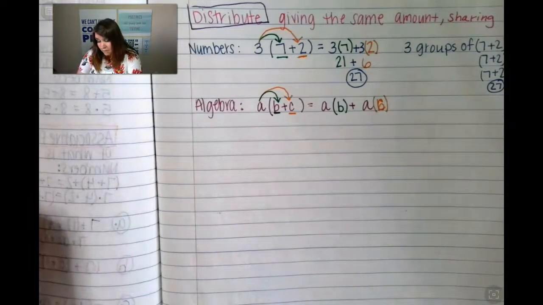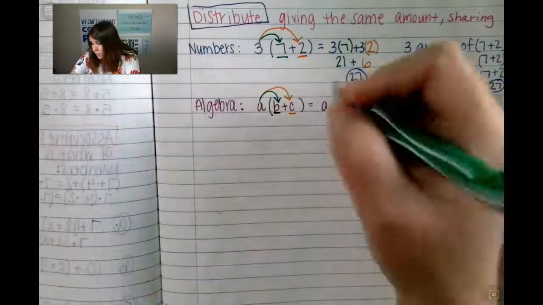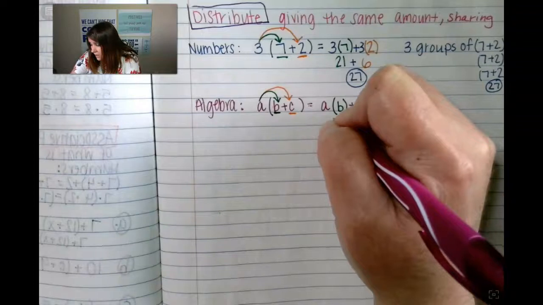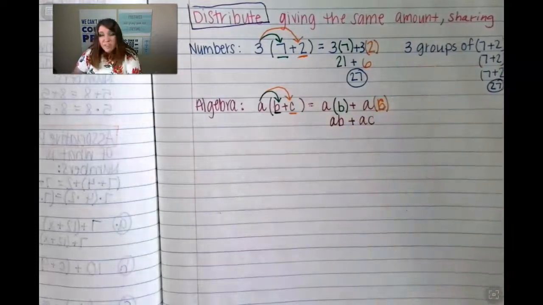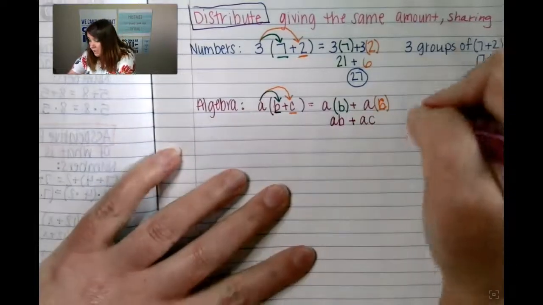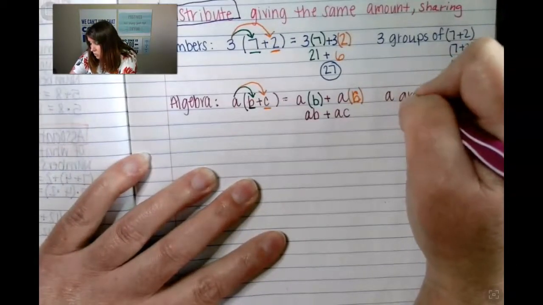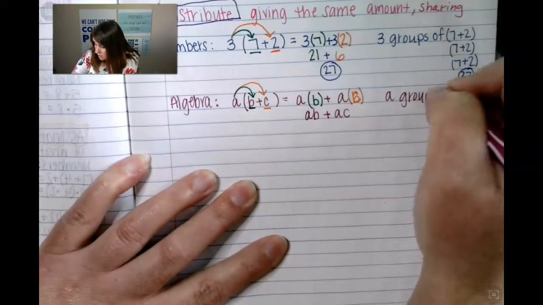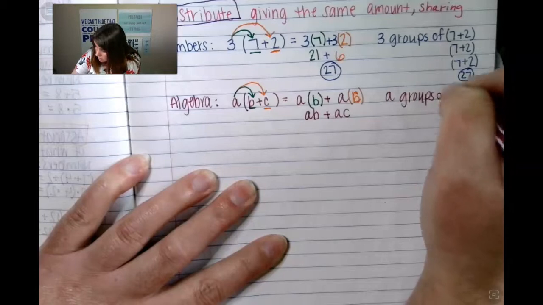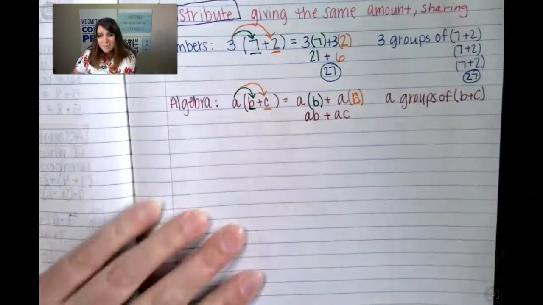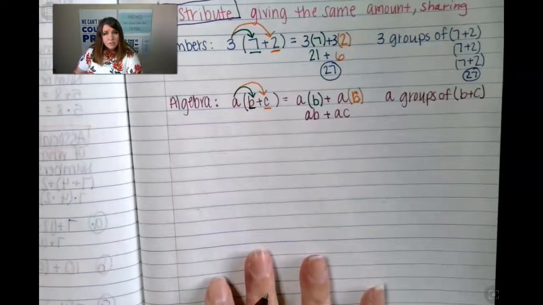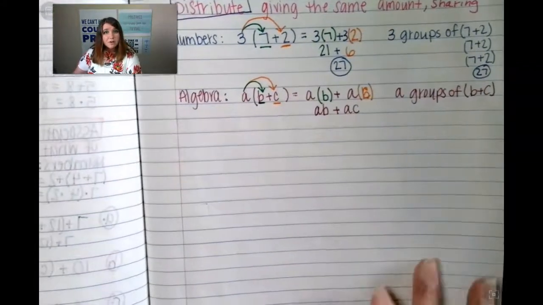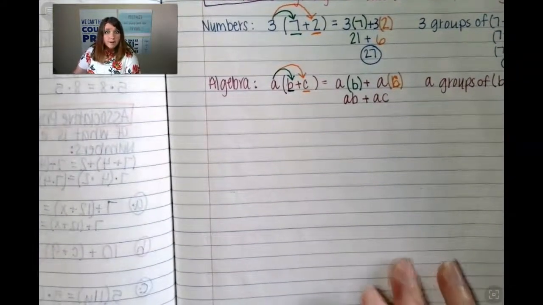I can write it if I really, really wanted to. I could write AB plus AC if I wanted to. It means the same thing. Or I could write A groups of B plus C, because that's what that means. But I don't know what B is and I don't know what C is, so we have to stop. We've shared, we've cared, and that's all that we can do for algebra right there.